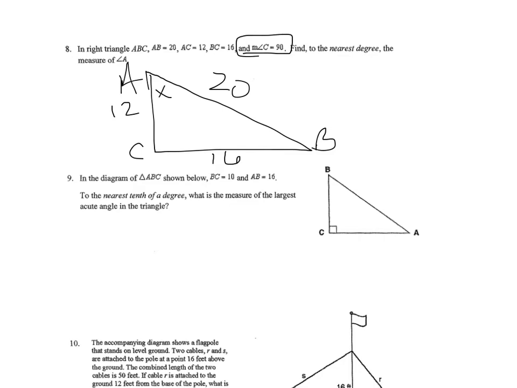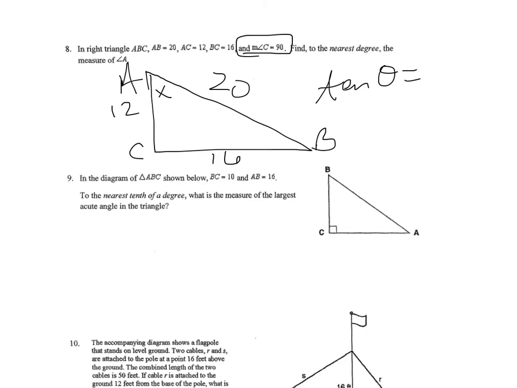Now in this case, we have a whole bunch of different options. We could use sine if we wanted to. So we would do 16 over 20. We could do cosine if we wanted to. We could do 12 over 20. Or we could even do tangent if we wanted to. And we could do 16 over 12. So what I'm going to choose right now is tangent. You could have chosen any of those trig functions, would have been fine. Just make sure that your side lengths are in the right spot.